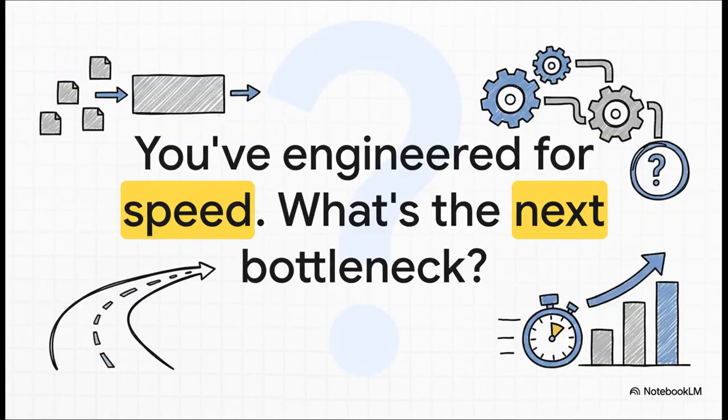So there you have it. By following these steps, you've just solved one of the single biggest performance killers in the data lake world. You've totally engineered for speed at the storage layer. But that leaves us with one final, pretty important question to chew on. Now that your storage is blazing fast, what's the next bottleneck that's hiding in your data pipeline?